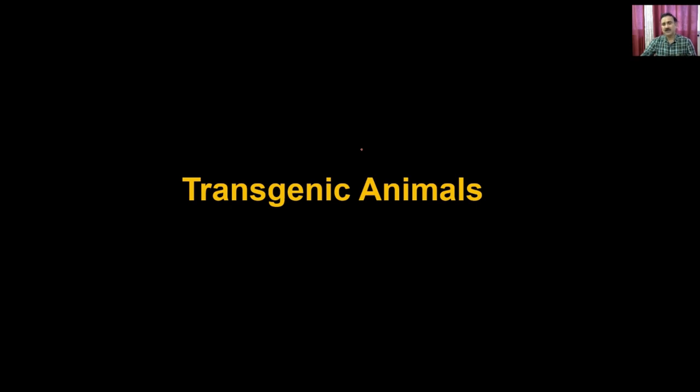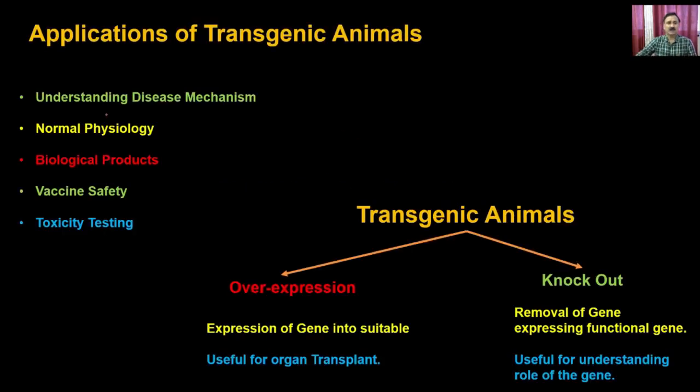So in today's lecture, we are going to discuss the applications of transgenic animals, and the significance of transgenic animals for experimentation as well as for the welfare of society. Transgenic animals contribute in multiple ways to human society. They help to understand disease mechanisms. They help to understand normal physiology, for example, how a particular mechanism is operating within the organisms.